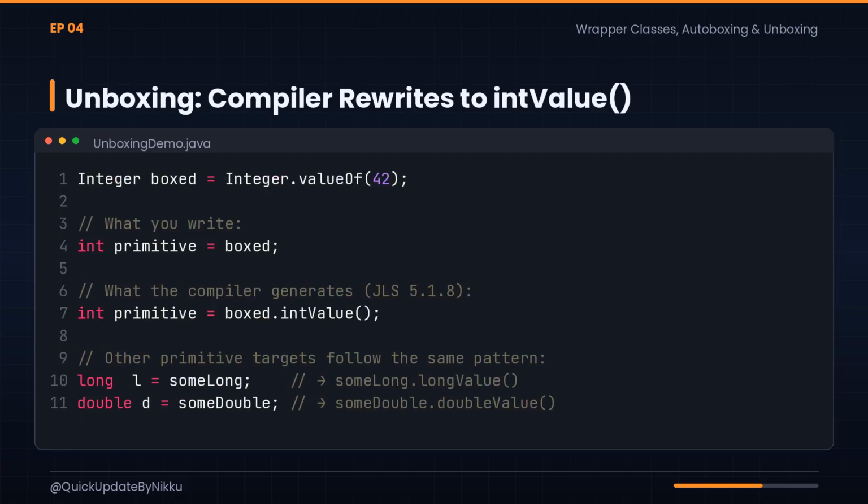Unboxing is defined in JLS section 5.1.8 and is the exact mirror of autoboxing. When the compiler sees a wrapper type being assigned to a primitive variable, it inserts a call to the matching accessor: intValue, longValue, doubleValue, and so on. The critical danger here is that if the wrapper reference is null, that inserted method call throws a NullPointerException at runtime with no obvious call site in your source code.